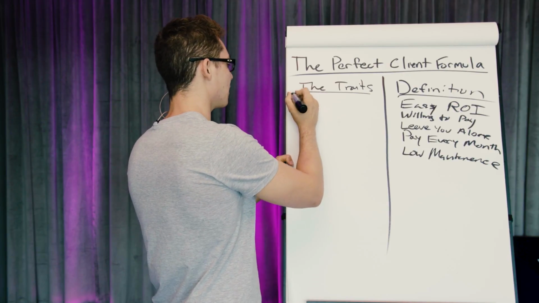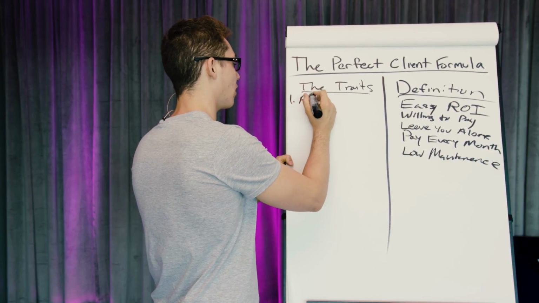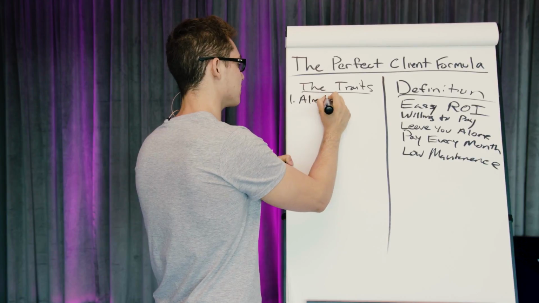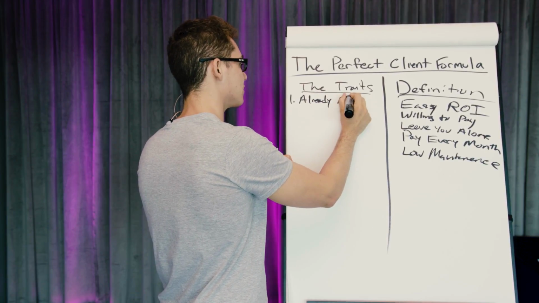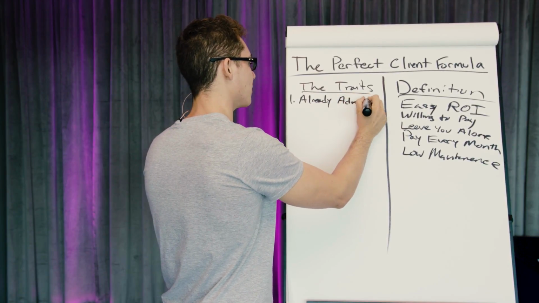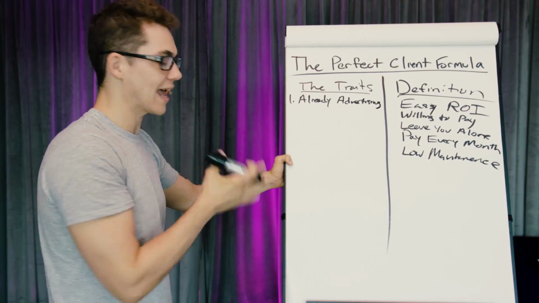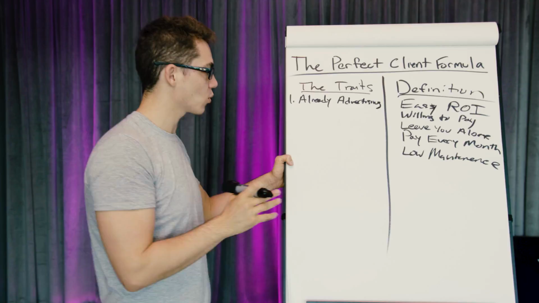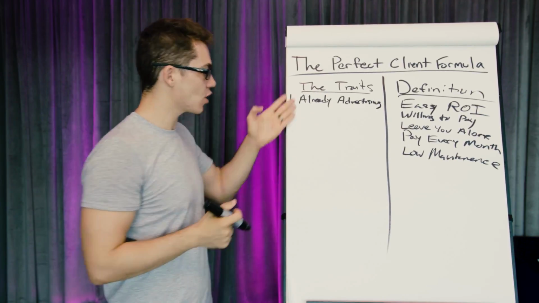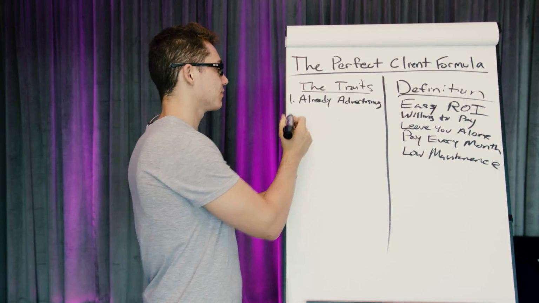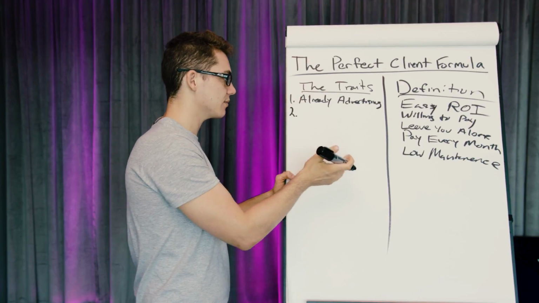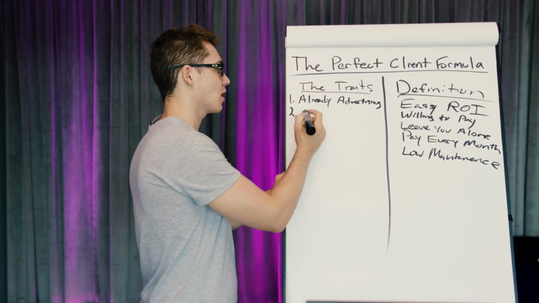Number one, they are already advertising. And I talked about this earlier. It's easier to move money than it is to spend money. So number one, they're already advertising. Okay, that's the number one trait. And these are in no particular order, but I'm just listing them out. So already advertising.